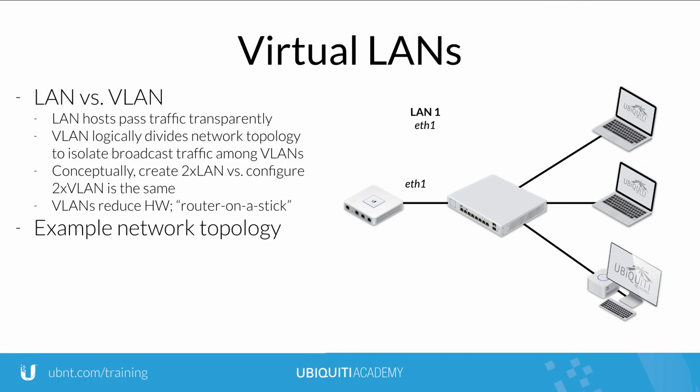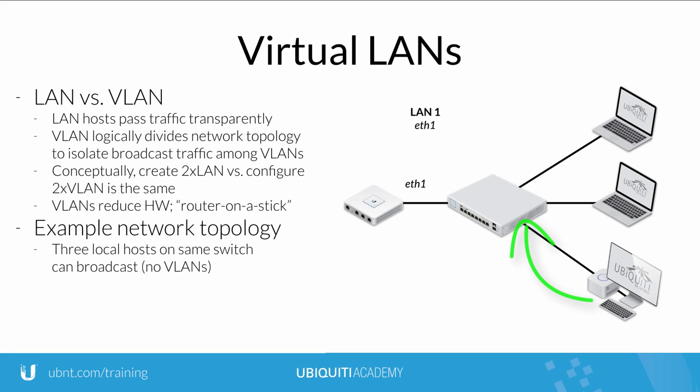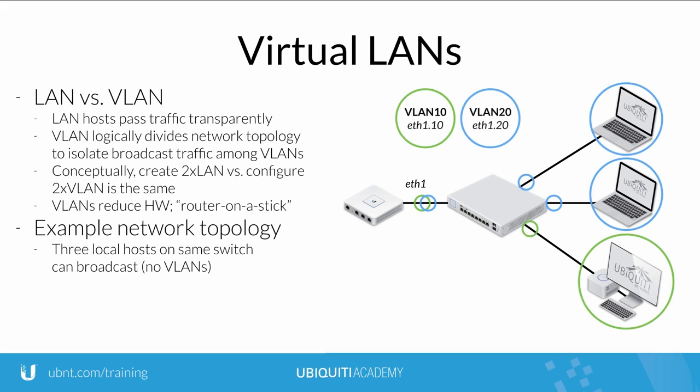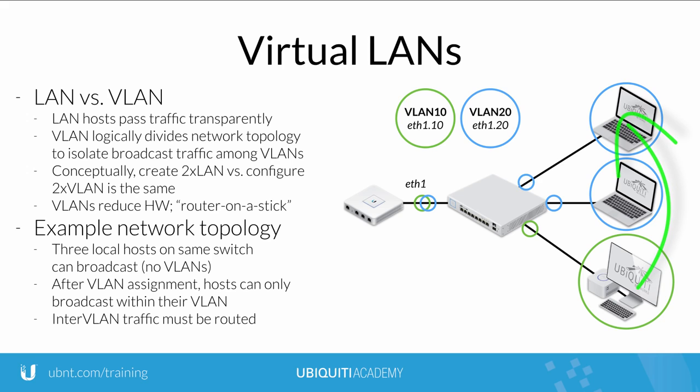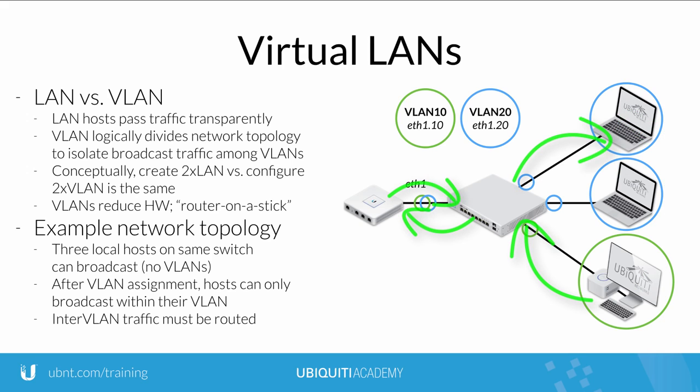In this example, 3 hosts connected to the same switch can reach each other via broadcast. However, once assigned to a VLAN, hosts can only broadcast to other hosts in that same VLAN. Inter-VLAN traffic, therefore, requires a router or a Layer 3 switch, capable of moving packets between networks.